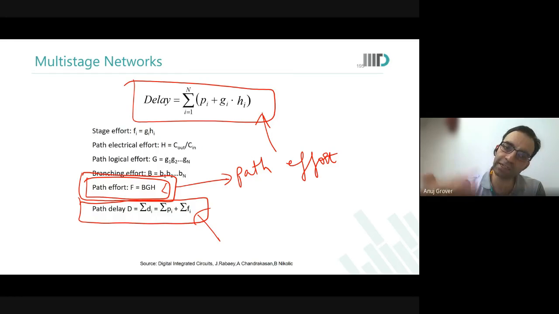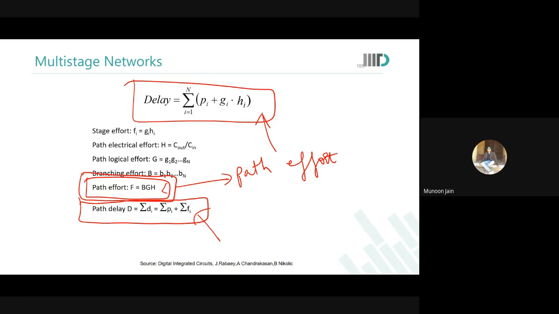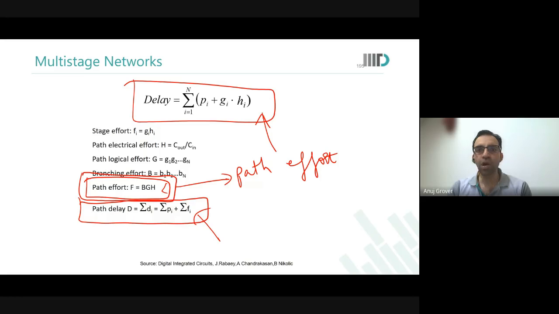This is how we define the path effort. But please differentiate between path effort and path delay, because it is creating a little bit of confusion. How do you differentiate between logical effort, path delay and gate delay? They are different things. Logical effort is G, whereas the gate delay is GH plus P. So the term you are talking about, path effort, is not delay. That's it.